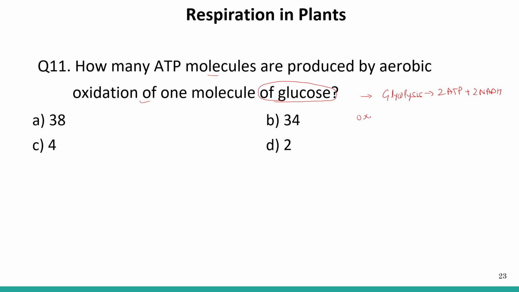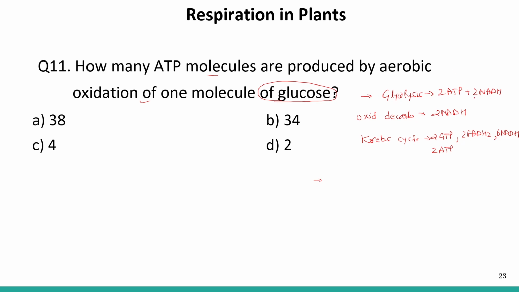Then we have the oxidative decarboxylation, which produces 2 NADH. Then we have the Krebs cycle. Krebs cycle produces 2 GTP, which is equivalent to 2 ATP. Then 2 FADH2 are produced. And along with this, 6 NADH is also produced.